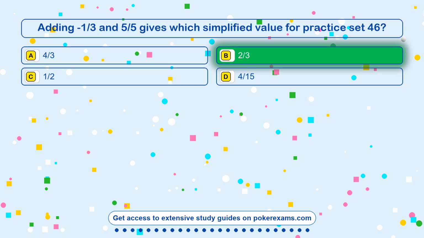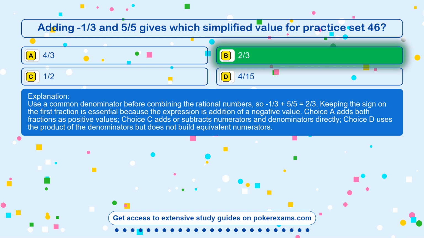The correct answer is option B, 2/3. Use a common denominator before combining the rational numbers, so -1/3 plus 5/5 equals 2/3. Keeping the sign on the first fraction is essential because the expression is addition of a negative value. Choice A adds both fractions as positive values, Choice C adds or subtracts numerators and denominators directly, Choice D uses the product of the denominators but does not build equivalent numerators.